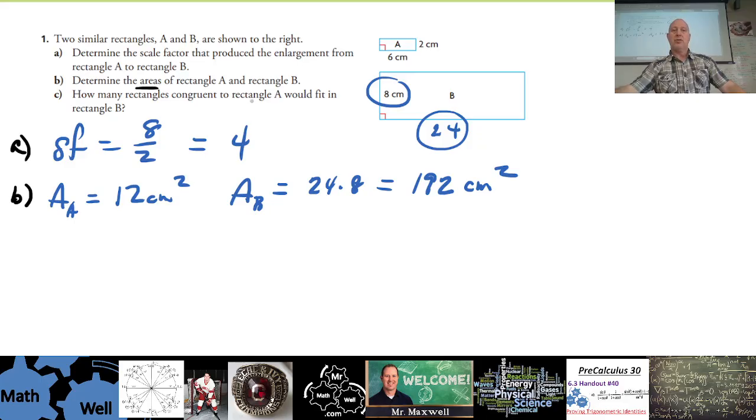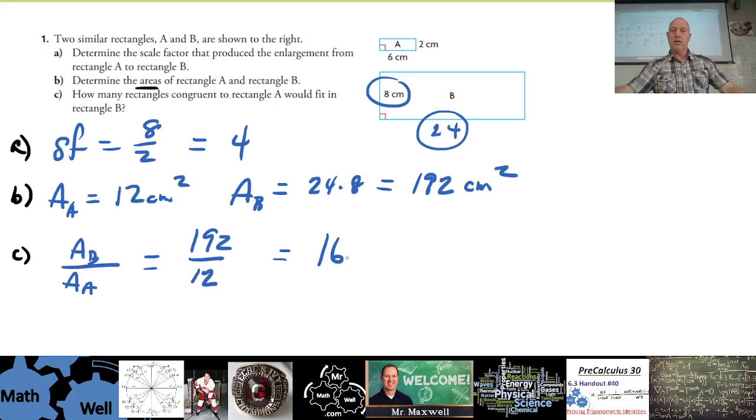How many rectangles congruent to rectangle A would fit in rectangle B? Okay. So basically they're asking us for area B divided by area A. Right? The big area divided by the small area. That's going to be 192 divided by 12. Oh, 16, really? That's convenient. I was going to guess that. Why? Because the scale factor is 4. So the ratio of the areas should be 4 squared. You good with that? So everything should be fitting together here.